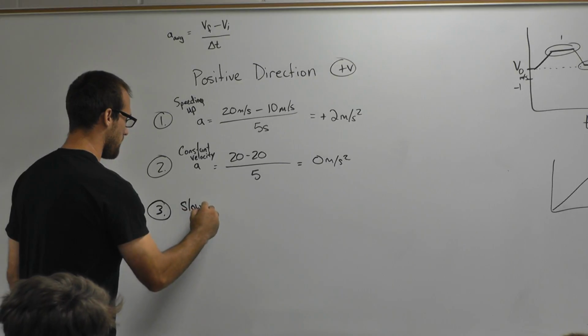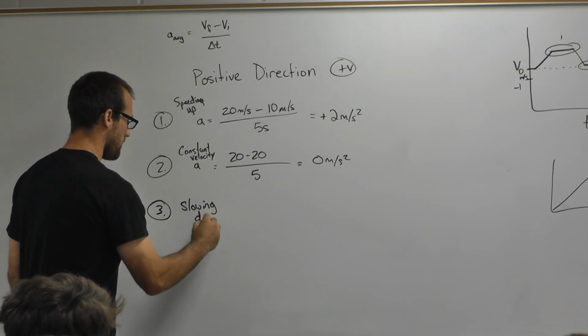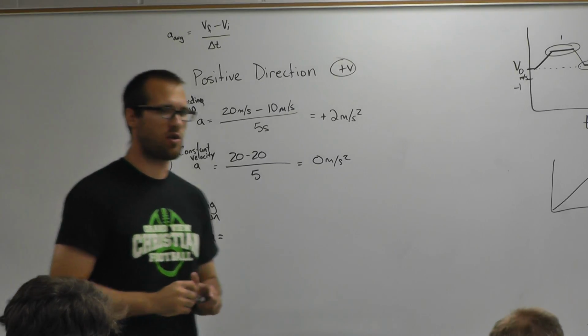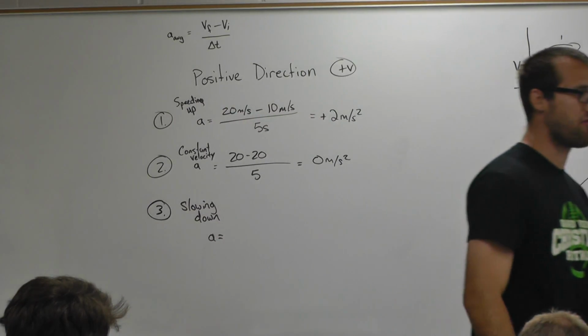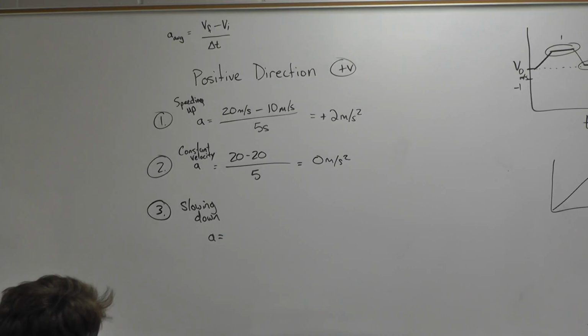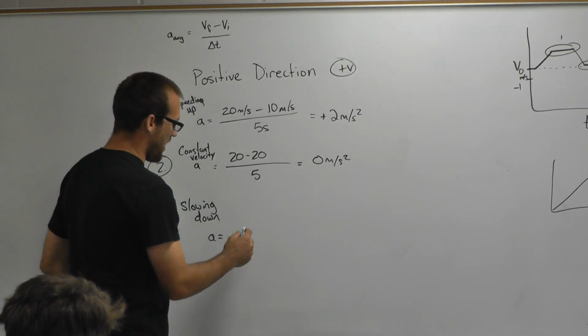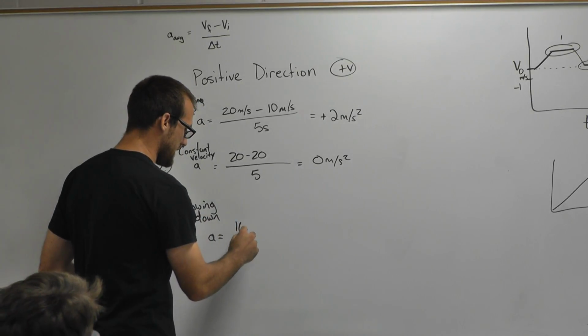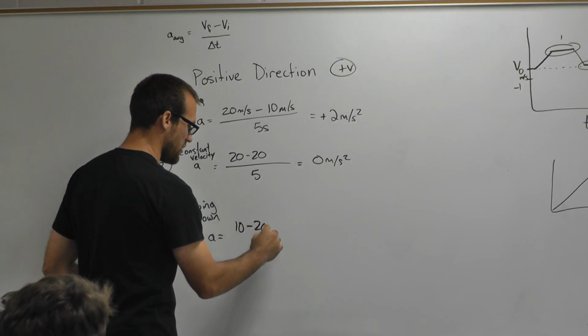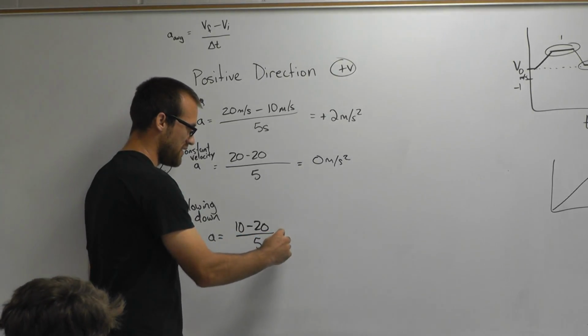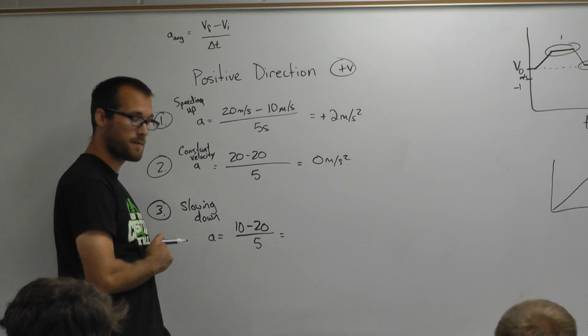Now let me show you the one that doesn't make as much sense: slowing down. If you're slowing down, you're going in the positive direction. Is your V final going to be bigger or your V initial going to be bigger? V initial is going to be bigger. So let's say that my final is 10 and my initial is 20. Do you see how this gives you a negative acceleration?